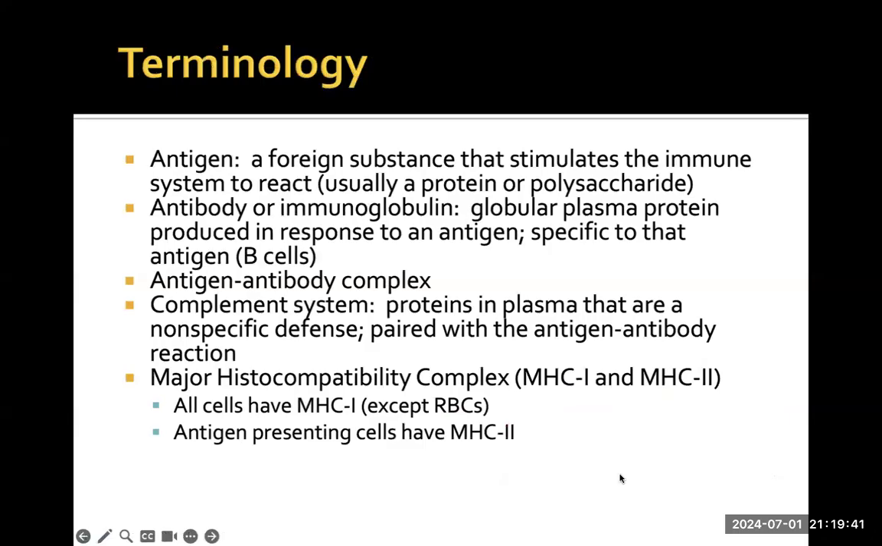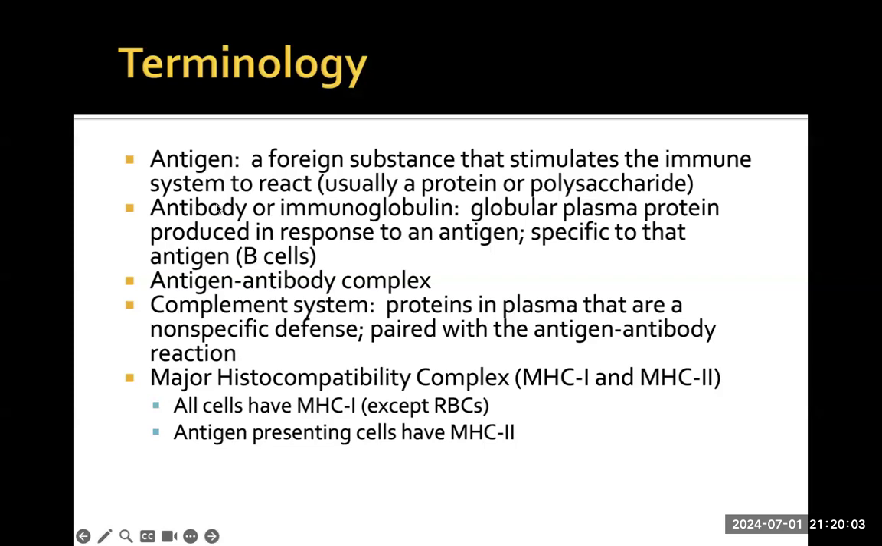Okay, so a couple key terms before we move on. They might look hard to pronounce, but they're actually not that bad. The first one is an antigen. An antigen is a foreign substance that stimulates the immune system to react. Usually a protein or polysaccharide will respond.